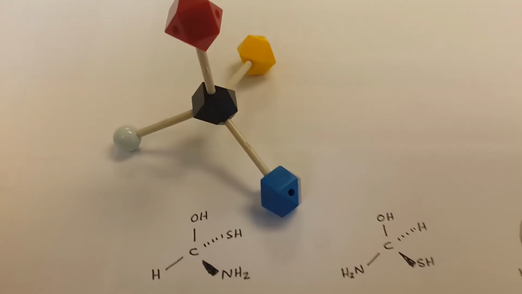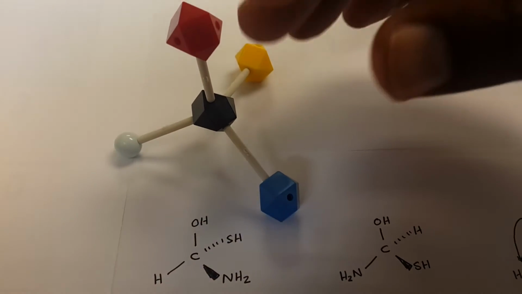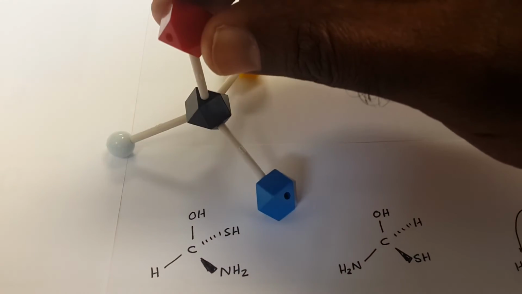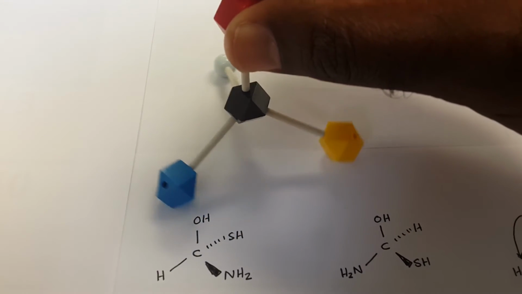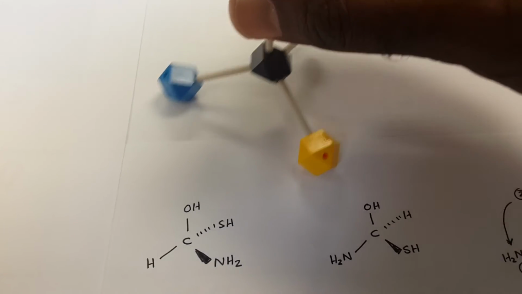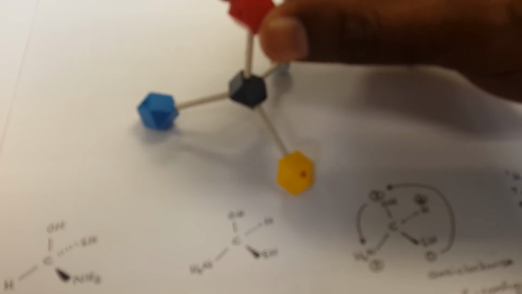So how do I do that? It's very easy with the model, because what you can do is hold the model on the hydroxy group and rotate it by 120 degrees. If I do that, just rotate it by 120 degrees, I am not changing the position of the hydroxy group, but every other group has now been changed.